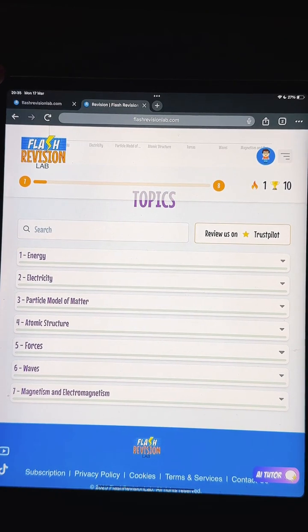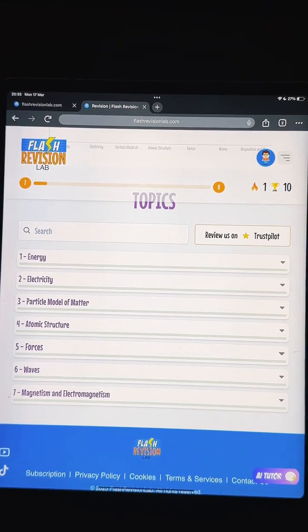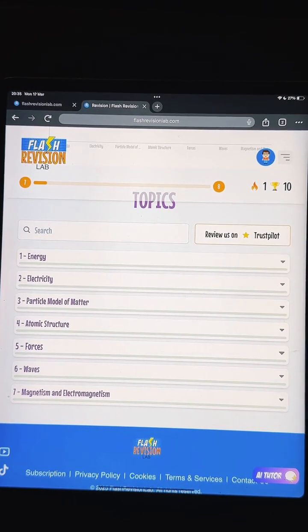So I mean, this is GCSE. If you mean year 10, then this is for year 10 and 11. So definitely get involved whether you're year 10 or 11, because you're going to cover it as well.